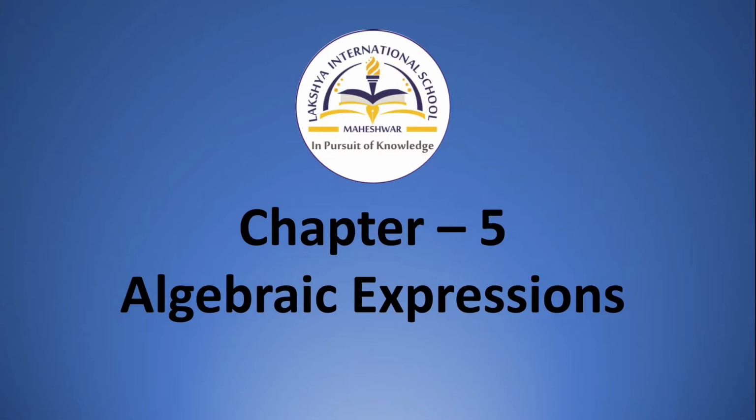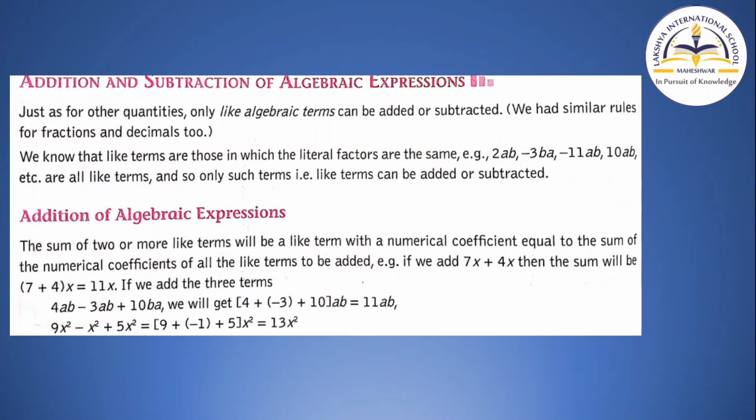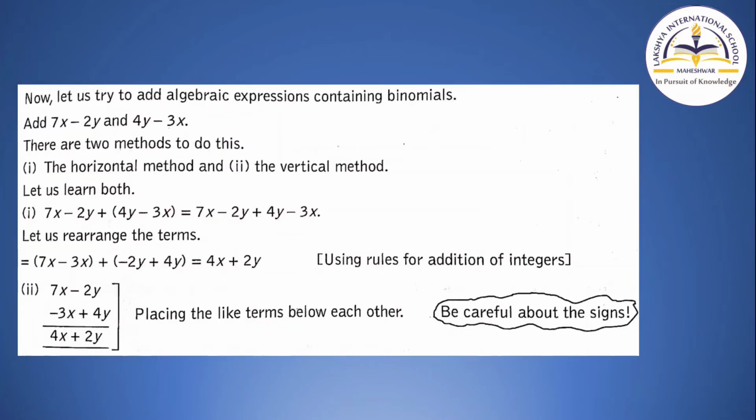Today we are going to continue chapter number 5, Algebraic Expressions, of class 7th Mathematics. In this video we will see how we can add or subtract algebraic expressions. Here is one example you can see: 7x minus 3x plus (minus 2y) plus y equals x plus 2y. How this answer came, we will see.